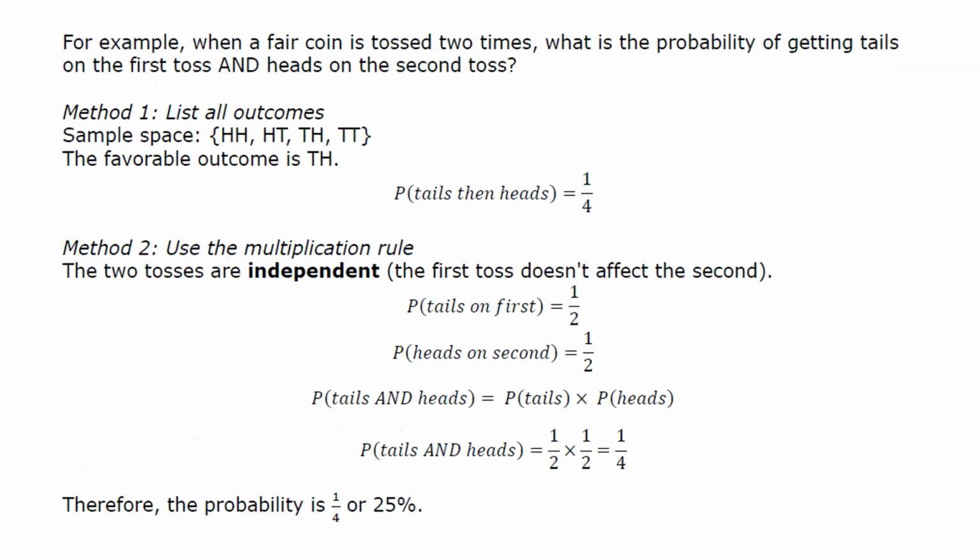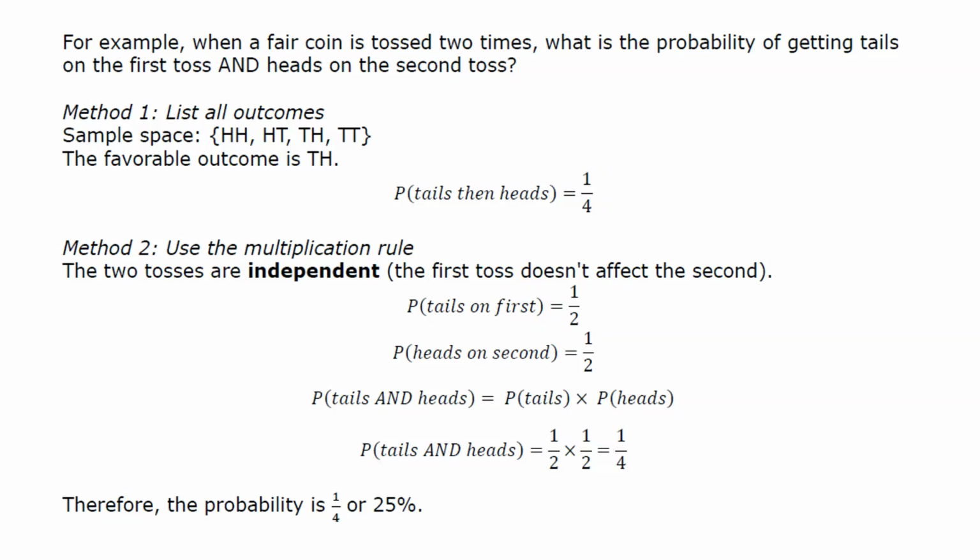For example, when a fair coin is tossed 2 times, what is the probability of getting tails on the first toss and heads on the second toss? Well, there are 2 methods we can take to solving this problem. The first method is to list all of the outcomes. When we flip a coin, we can get either heads or tails. So let's list all of the 2-flip combinations. Our sample space is the list of all of our outcomes: heads, heads; heads, tails; tails, heads; or tails, tails.